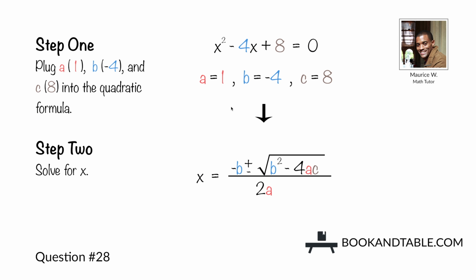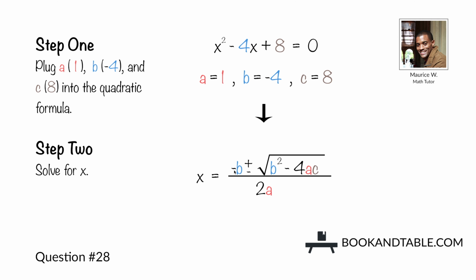So for this expression, we have x squared minus 4x plus 8 is equal to 0. Our a is equal to the coefficient of x squared, which is 1. Our b is the coefficient of our x term, which is negative 4. And our c is the constant, which is positive 8. And we want to plug a, b, and c into the quadratic formula.